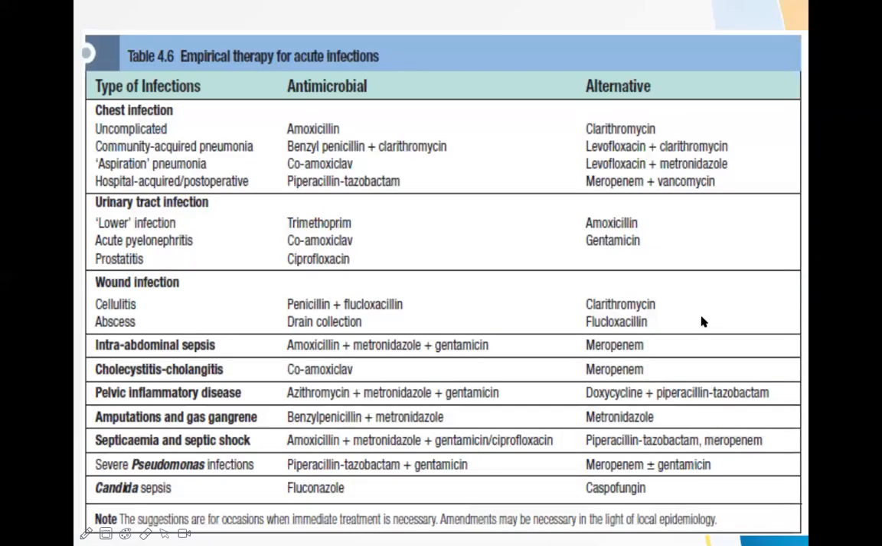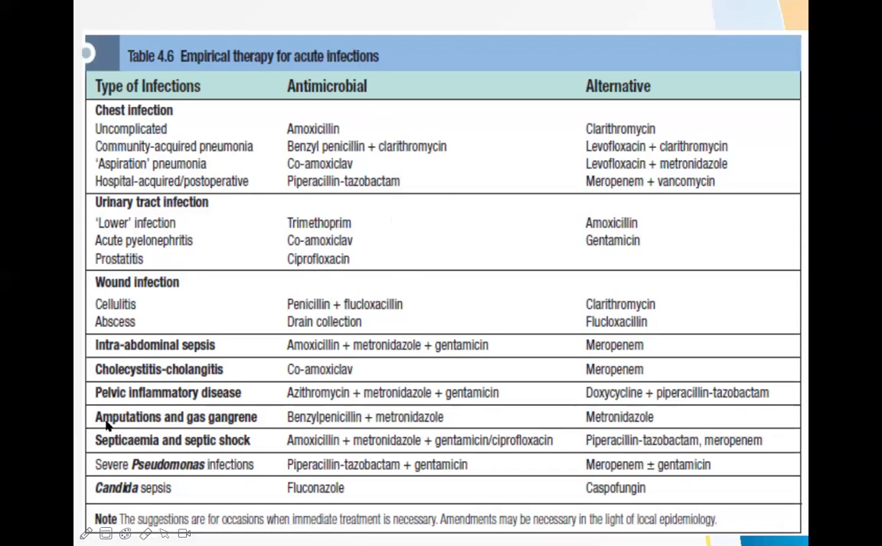Okay, this slide you can do on your own. Basically we have completed the discussion on this topic, and this is, see there, different types of infections here. And what are the important antimicrobials we need to choose. Now I will directly go for the gas gangrene.